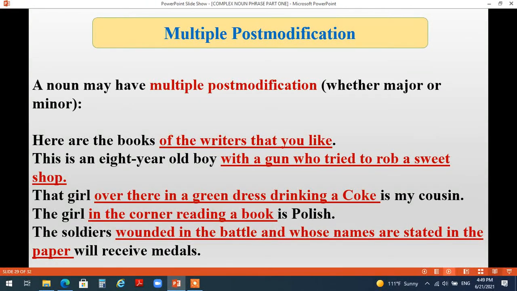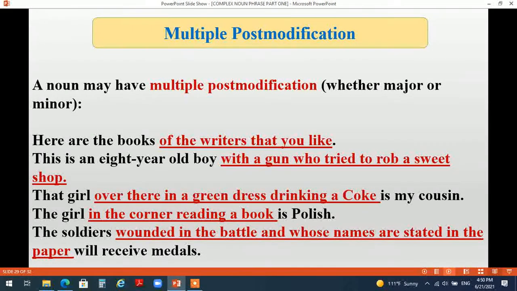في المثال الثاني, this is an 8-year-old boy with a gun who tried to rob a sweet shop. Here the head noun is the word boy. This head noun has been post-modified by using also a prepositional phrase with a gun. وأيضا عندي نوع آخر من البوست modification اللي هو who tried to rob a sweet shop اللي هو relative pronoun. وأيضا عندي نوع ثالث من البوست modification because I have to rob اللي هو non-finite clause by using an infinitive clause اللي هو to rob. إذا صار عندي هنا 3 أنواع من البوست modification في نفس الجملة. This is called multiple post modification.